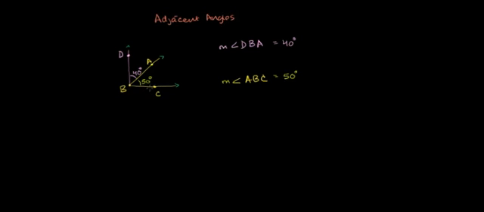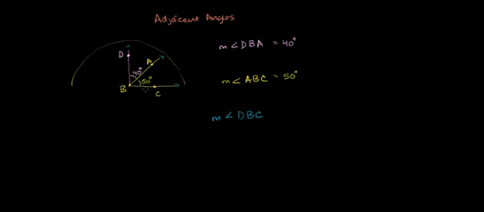Now, there's something else that you might notice that's interesting here. We know that the measure of angle DBA is 40 degrees, and the measure of angle ABC is 50 degrees. And you might be able to guess what the measure of angle DBC is. If you had a protractor right over here, clearly this is opening up to 50 degrees, and this is going another 40 degrees. So the measure of angle DBC would essentially be the sum of 40 degrees and 50 degrees.